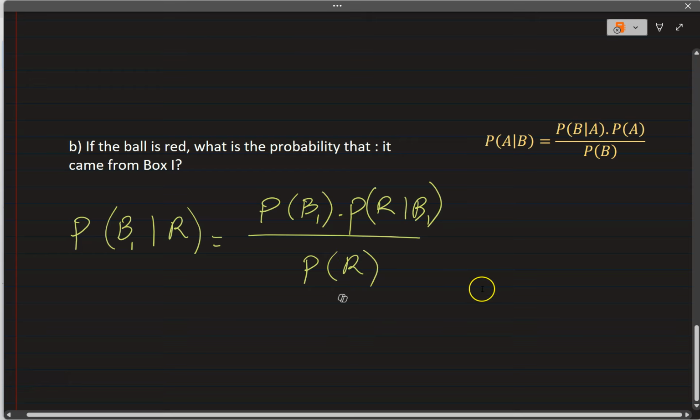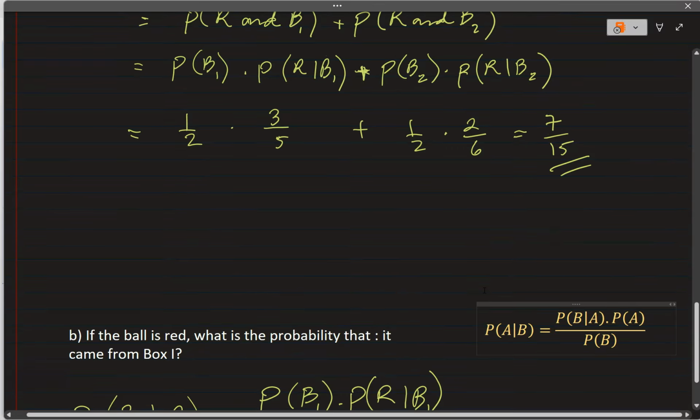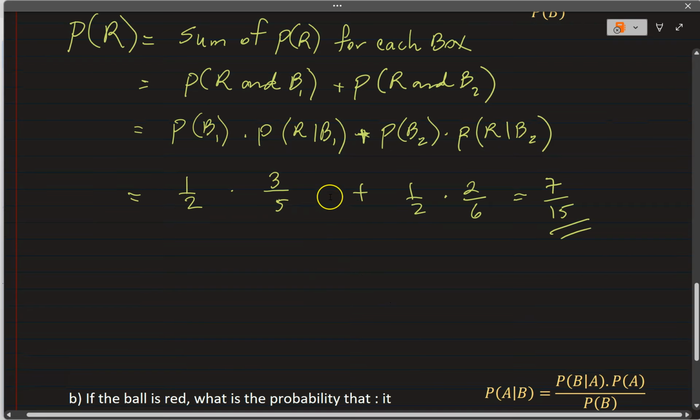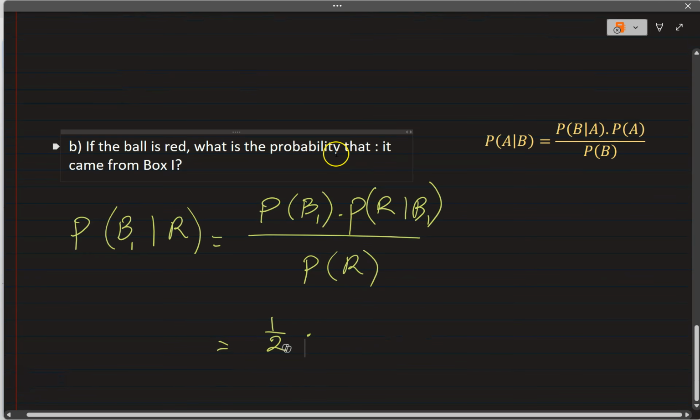Now we're going to plug numbers in. We already know most of the information here anyway. We already know the probability of being in box 1, so that would be 1/2 times. We know the probability of red, but coming from box 1, that's 3/2.